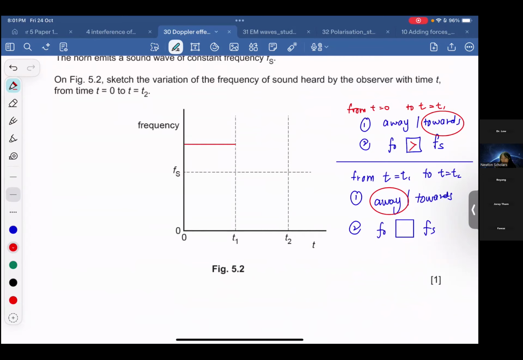Then away. Away means that your slinky spring is stretched, so the wavelength is longer, then your observed frequency should be smaller. So actually you should draw something like this. Normally we will draw a line to connect them together. Here is approaching, or I say towards, so your fo is greater than fs. This is away, so your fo is smaller than your fs. Is it okay? If okay, we are going to page number 7.